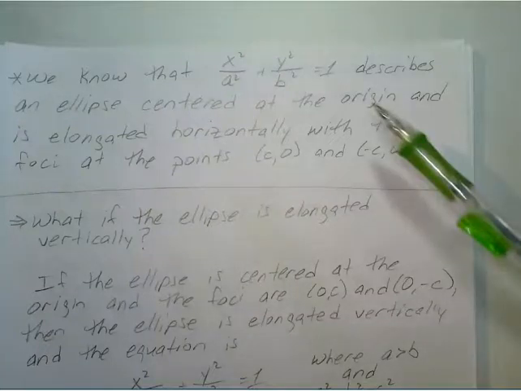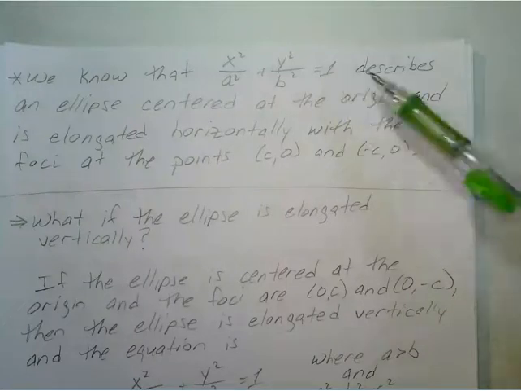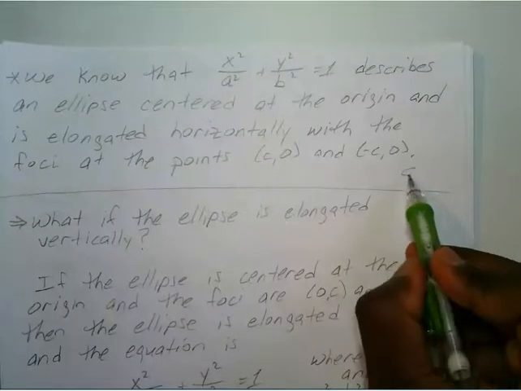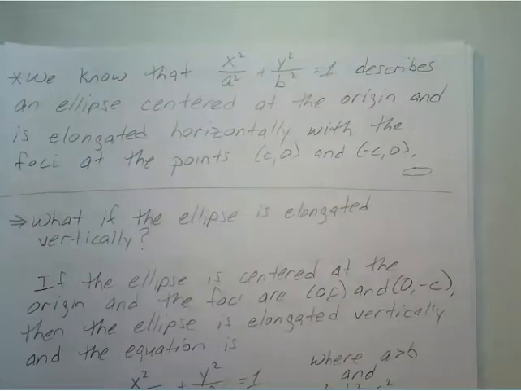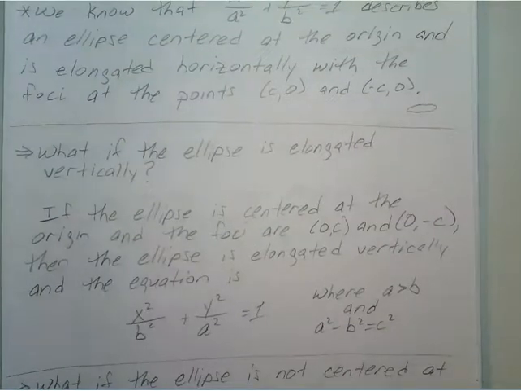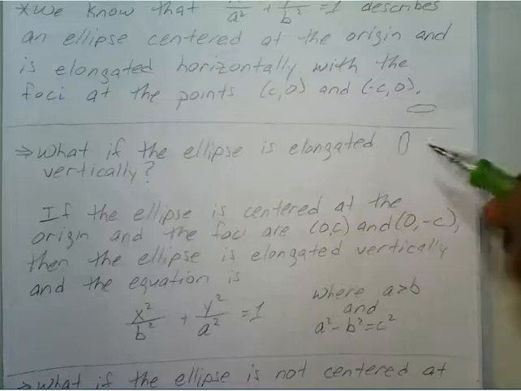Okay, so we know that x squared over a squared plus y squared over b squared equals 1 describes an ellipse centered at the origin and is elongated horizontally, which means it will look like that, with the foci at the points (c, 0) and (negative c, 0). All right, so this question: what if the ellipse is elongated vertically, which means what if it looks like that?